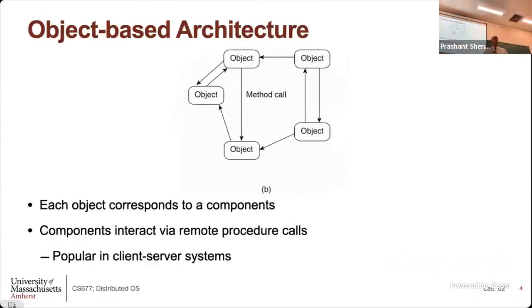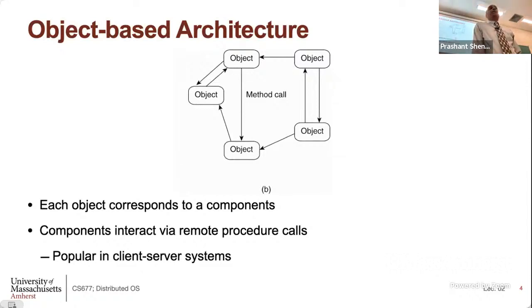The second architecture is called object-based architecture. Here, each component is referred to as an object. In this case, it's shown as an object. And we remove the restriction from the layered architecture, which says each component can only talk to 2 other components. That was the layered design. In this case, we allow any component to talk to any other component.